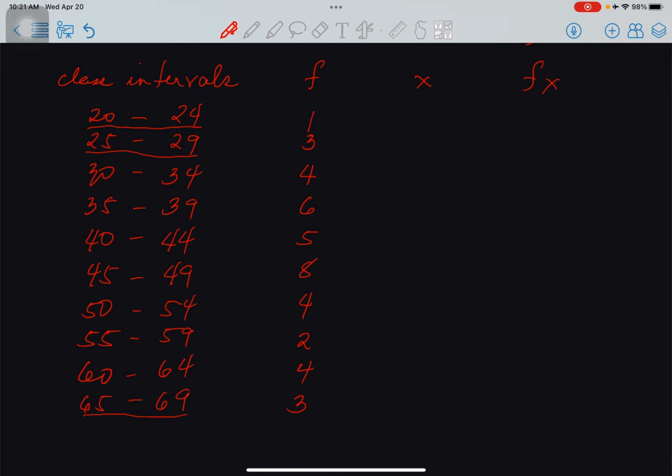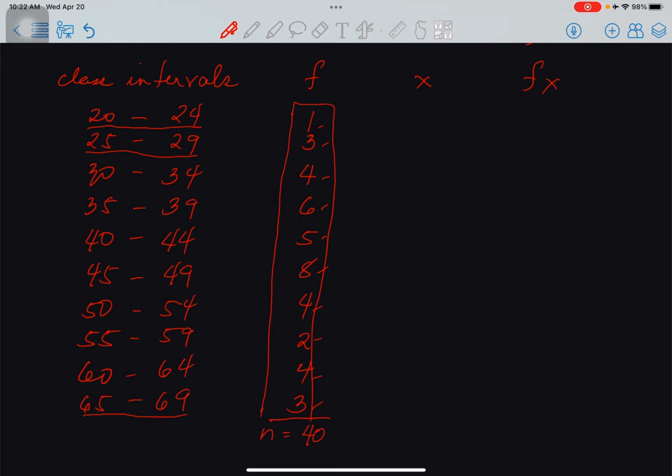Now, we are going to determine what is n. N is getting the total of all your frequency. So if you're going to add, we have 1, 4, 8, 14, 19, 27, 31, 33, 37, 40. So total number of cases, we have 40 all in all. That is the total of your n.